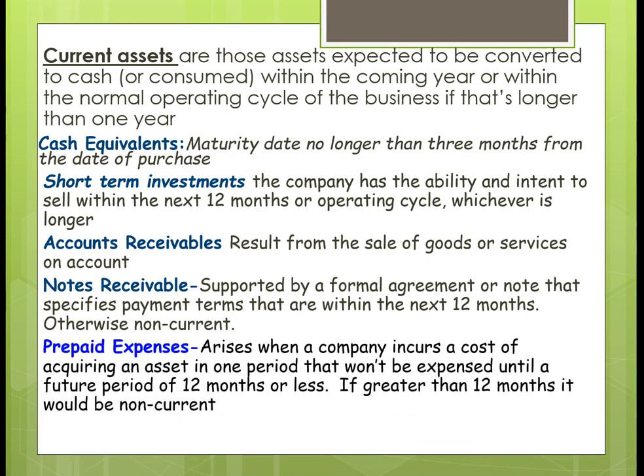Prepaid expenses. These arise when a company incurs a cost of acquiring an asset in one period that won't be expensed until a future period of 12 months or less. Now it arises from a company incurs a cost of acquiring an asset. If greater than 12 months, again, this would be non-current. So those are some of the categories under current assets.